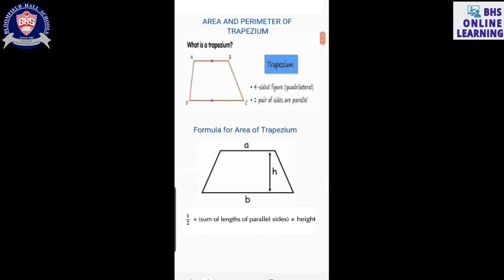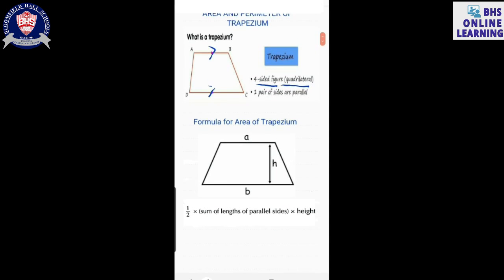Before we talk about the area of a trapezium, let's recap the concept of a trapezium. What is a trapezium? A trapezium is a quadrilateral. It's a four-sided figure and it has one pair of parallel sides. This is the first parallel line. This is the second parallel line. So it has one pair of parallel lines.